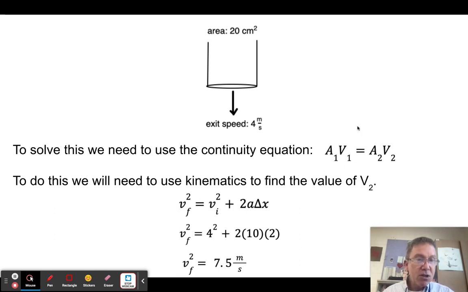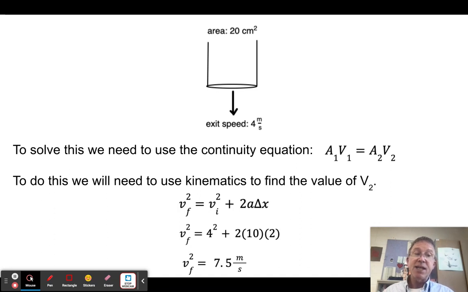So this is how I'm going to solve it. In order to do that, I've got to figure out how fast this is going to be going after it's fallen 2 meters. Now, what I don't know is the time. So this is the equation I'm going to use. The final velocity squared is equal to the initial velocity squared plus 2g delta x. So it came out at 4, so 4 squared plus 2 times g, which is 10, times 2 meters. And when I solve for this, I'm going to get about 7.5 meters per second. So it came out at 4, and 2 meters later, it's going 7.5. So it's almost doubled its speed.